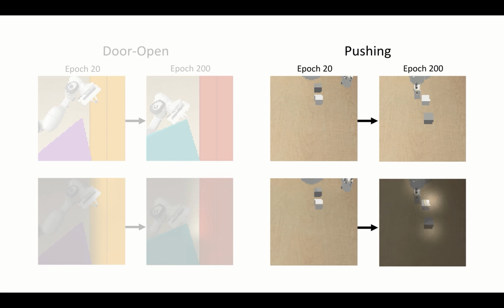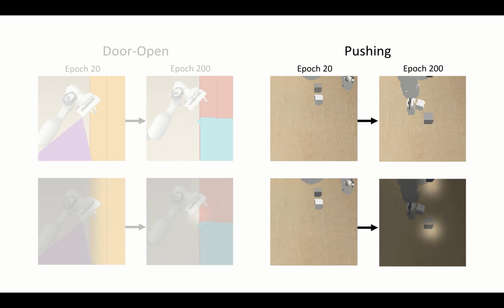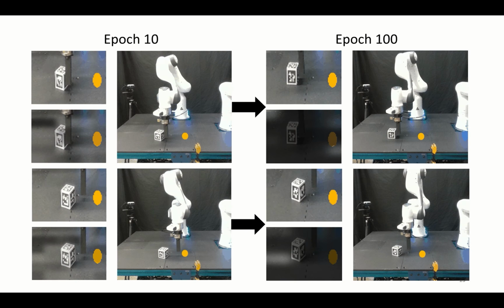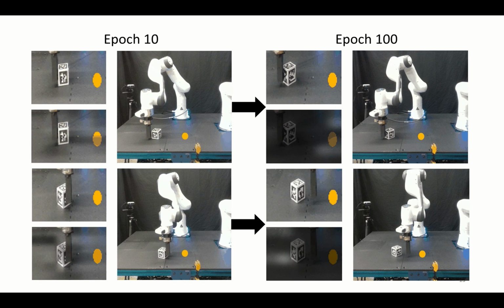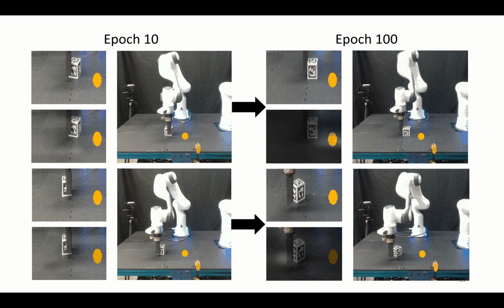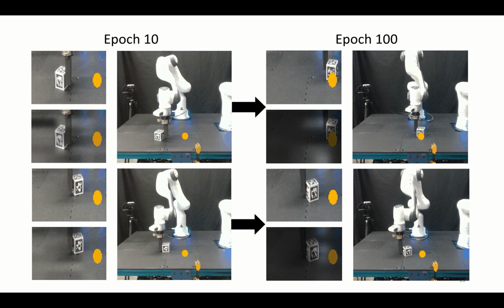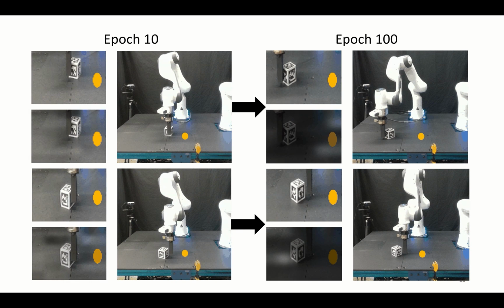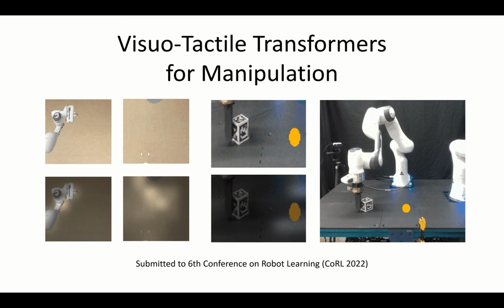In the pushing task, we can see that in addition to the cross-modal attention displayed, the self-attention is able to focus on the goal states as well. Furthermore, we found that this phenomenon persists in the real-world task. We can see that over training iterations, the attention focuses on task-relevant information. Thank you for your attention.